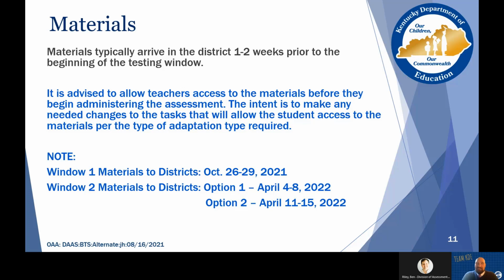Materials will ship and arrive based on the timeline shared on slide 12. Materials for window 1 are expected to arrive in the district sometime the week of October 26th to the 29th. For window 2, we will continue to offer options, as we have in the past, based on the concept that spring breaks will still occur this year. In early March, districts will be asked to select shipping option 1 or 2 based on when they will take their spring break. Materials for window 2 in the first option will ship the week of April 4th, and window 2, the second option, will ship the week of April 11th.